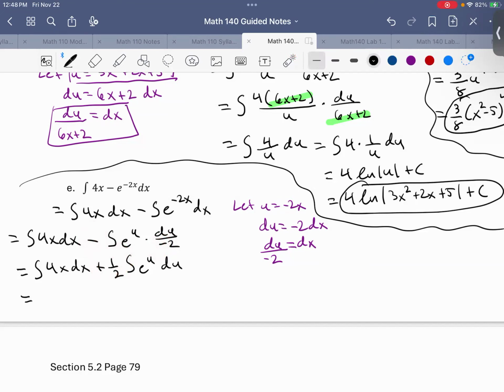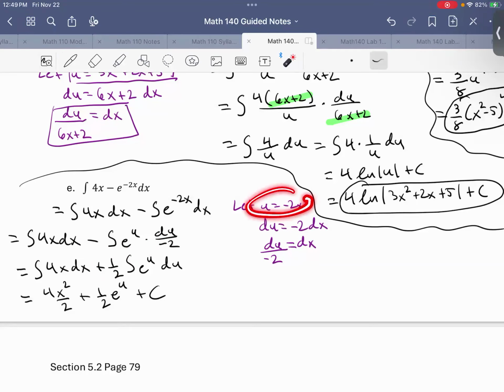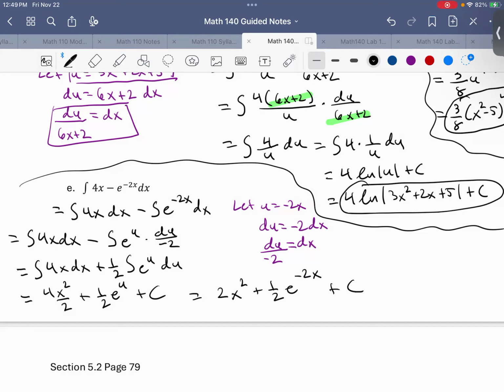So the integral of 4x dx is just going to be 4x squared over 2 plus 1/2. The 1/2 does not change. And the integral of e to the u is just going to be e to the u. And then I have a plus c on the end. Okay, so last step to do is plug back in what our u equals, and u equals negative 2x. So our final answer would be 2x squared plus 1/2 e to the negative 2x plus c. And that is our final answer.